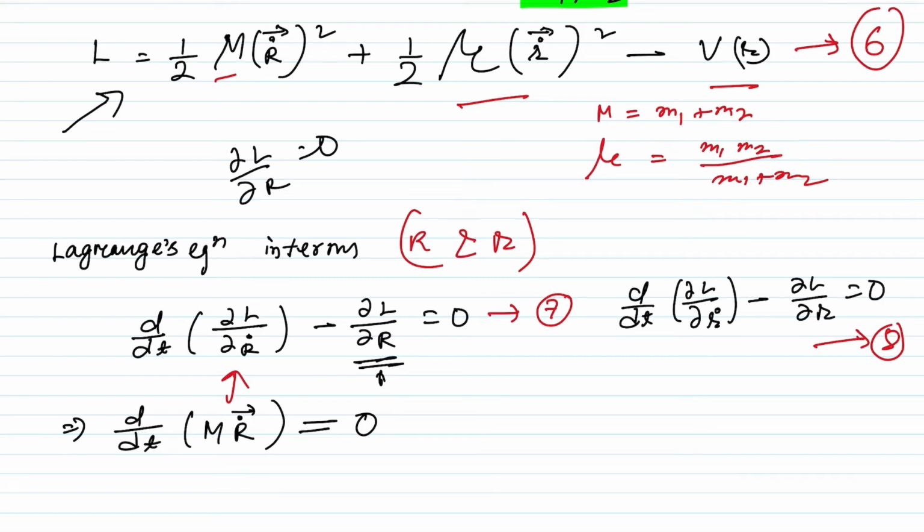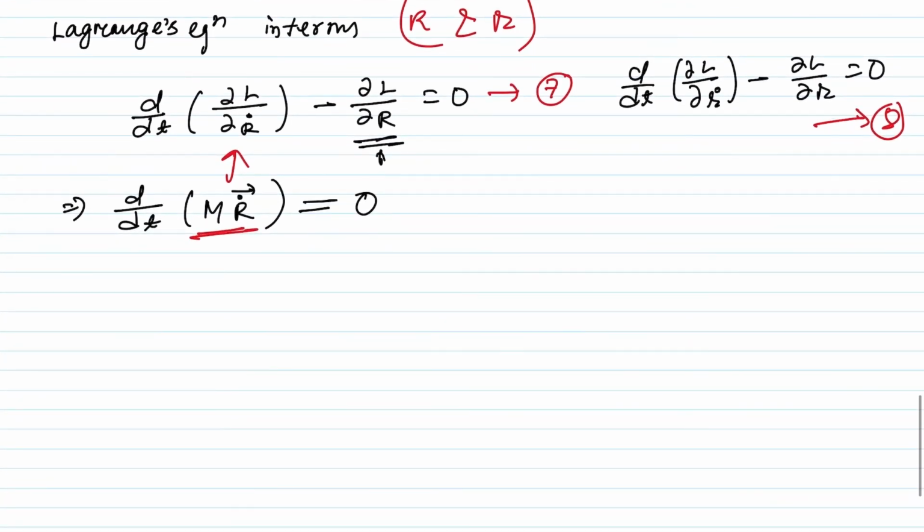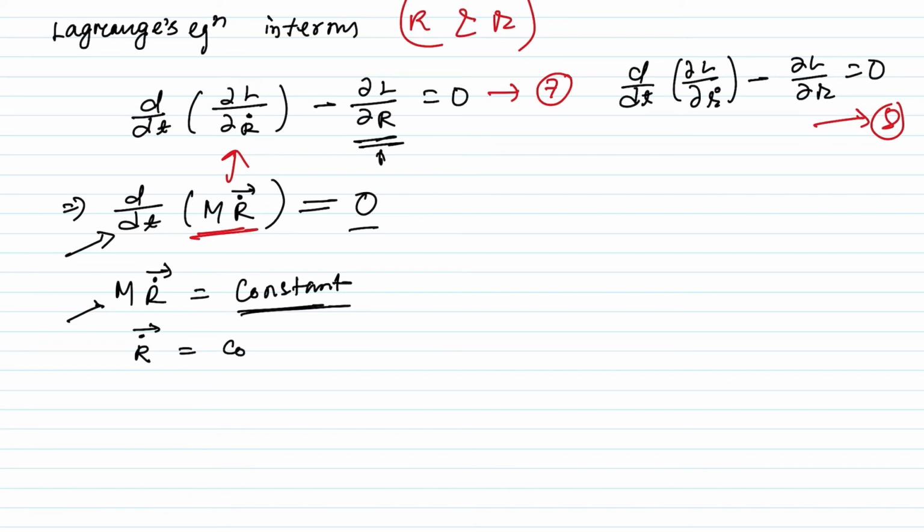And then, if the derivative of this term is equal to 0, what does it mean? It means M R dot is constant, not 0, it is constant, because its derivative is 0. And we know that mass is always constant, so for the result to be constant, R dot must also be constant. R dot means velocity, so we can say the center of mass is moving with constant velocity, that is, R dot vector is constant.